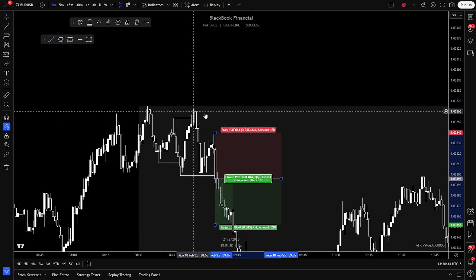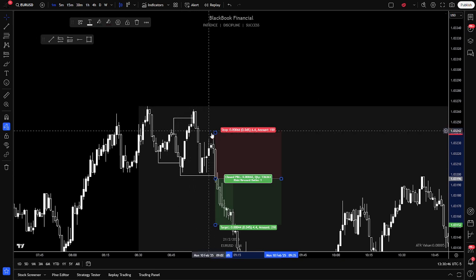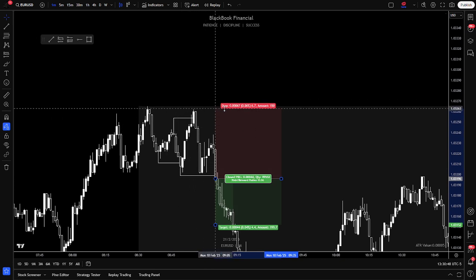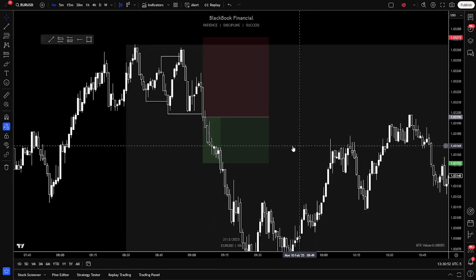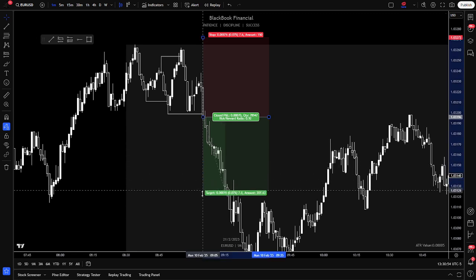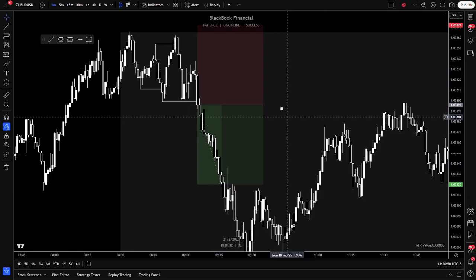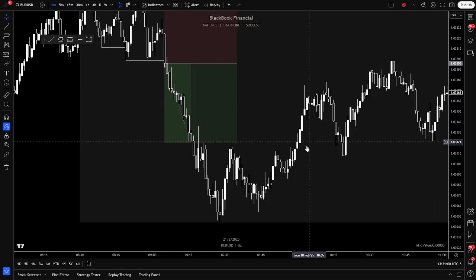This becomes our, I guess, micro protected high, so we can use this, factor in our ATR value, and shoot for our 1-to-1. Simple as that, right? Let's see if anything else happened here.